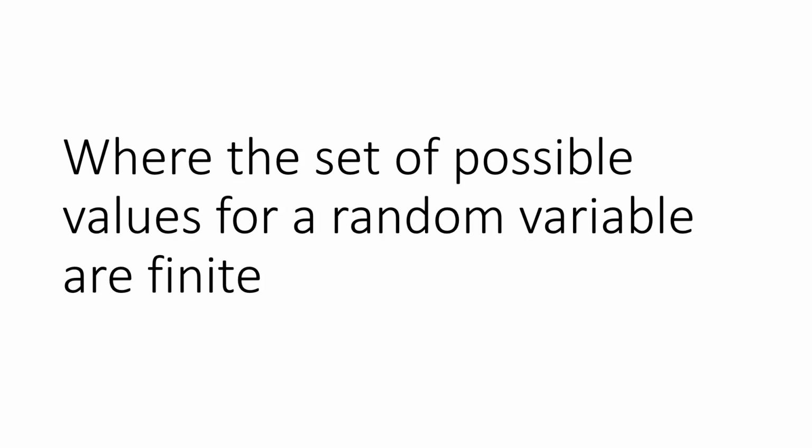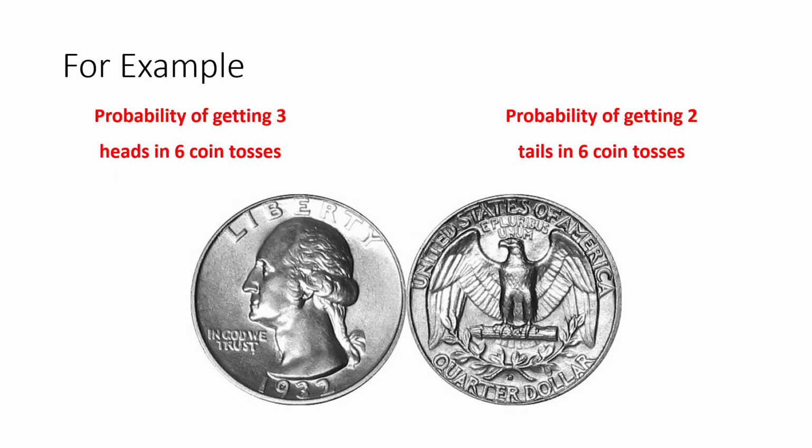The random variable in binomial distribution can take a finite set of possible values, which means the number of possible values for a random variable in binomial distribution is finite. Here is one such example. So these are the conditions for which you can apply binomial distribution.